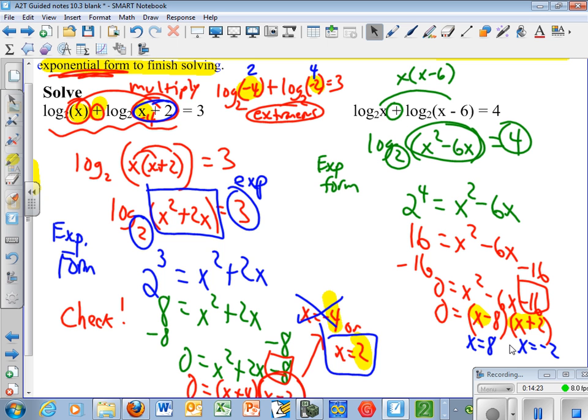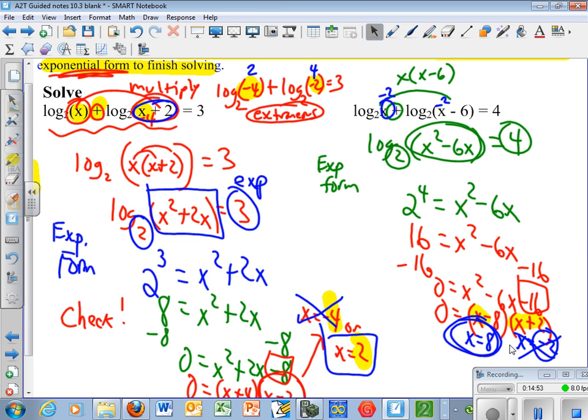And notice we had an x right there. So if I put negative 2 in right there, I'd be taking the log of a negative. Got to throw it out. And if we put negative 2 in there, we'd also be taking the log of a negative there. If it makes a log of a negative anywhere, we've got to throw it out. 8 would work because we'd be taking the log of 8 and the log of 2. So that one does work. So our only answer is that one right there, x equals 8.